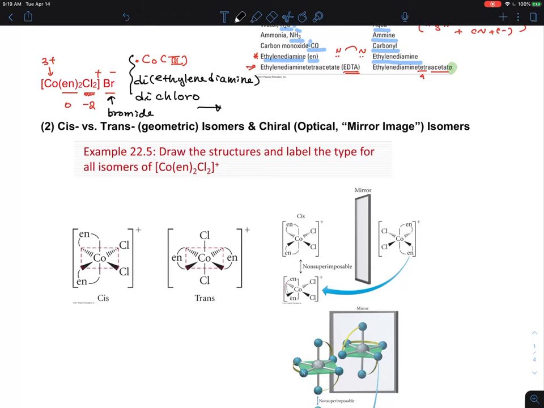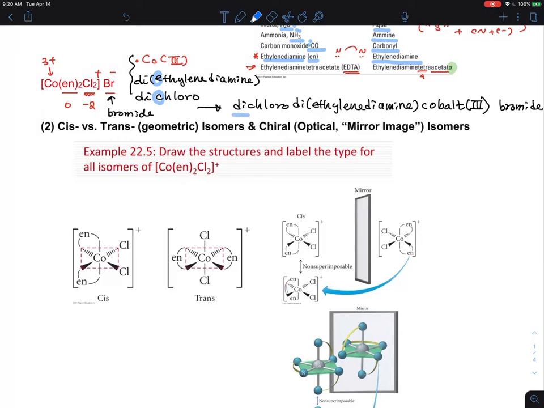So which one comes first? You should put the ligands before the metal complex. This is an E, this is a C, and it goes by alphabetical order. So I will put dichloro, diethylene, diamine, cobalt 3, and bromide. It's a long name, but if you look at the components, I think you can handle that.